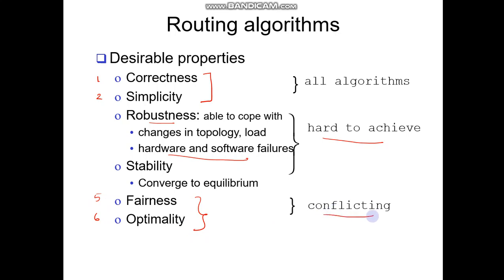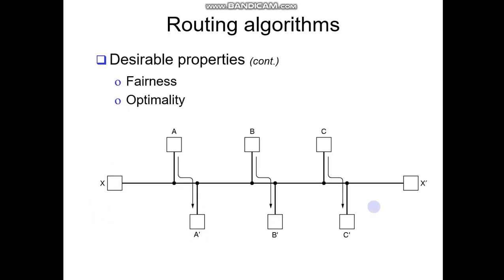They are conflicting properties. If we try to achieve fairness, for optimality we have to compromise. What is fairness? Every node should get a fair chance of transmission. What is optimality? Optimality always tends towards minimum or maximum. A packet should reach the destination in minimum time. The throughput should be maximum. So optimality is always followed by two words.